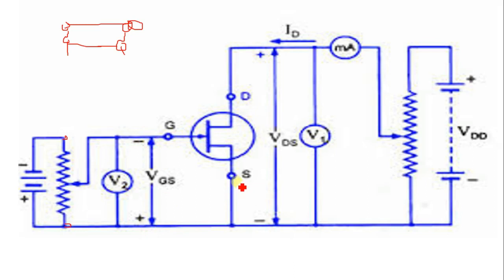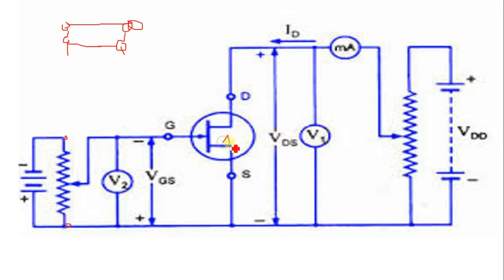In the JFET, there are three electrodes: gate, source, and drain. This is the VGS. Why is this the VGS? Because this voltage is connected between the G and S, the gate-source voltage. And this is the VDS, because this voltage is connected between the D and S, the drain-source voltage.